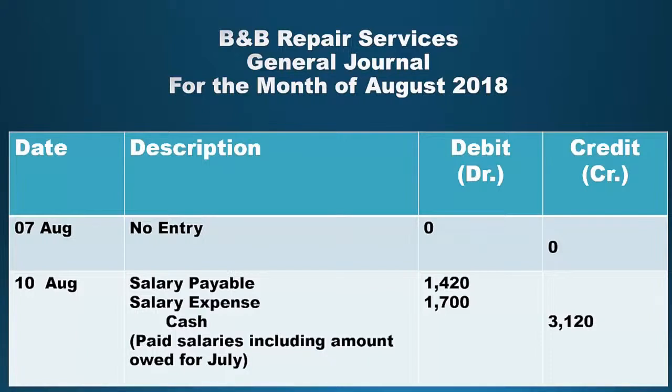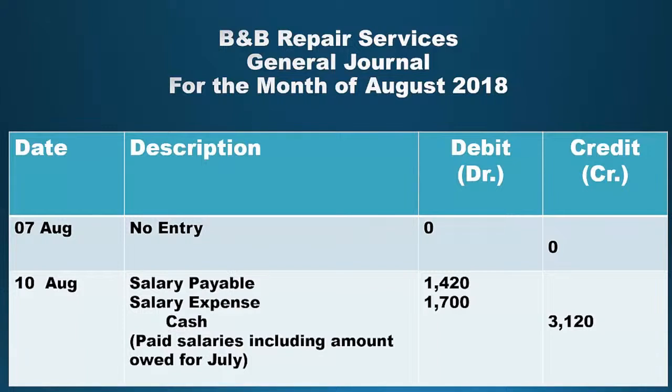August 10th, paying salaries. Step 1. Review the journal entry. On August 10, the company paid a total of $3,120 in salaries to employees. This payment included $1,420 for salaries owed from July, salaries payable, and $1,700 for current salaries earned in August, salaries expense.